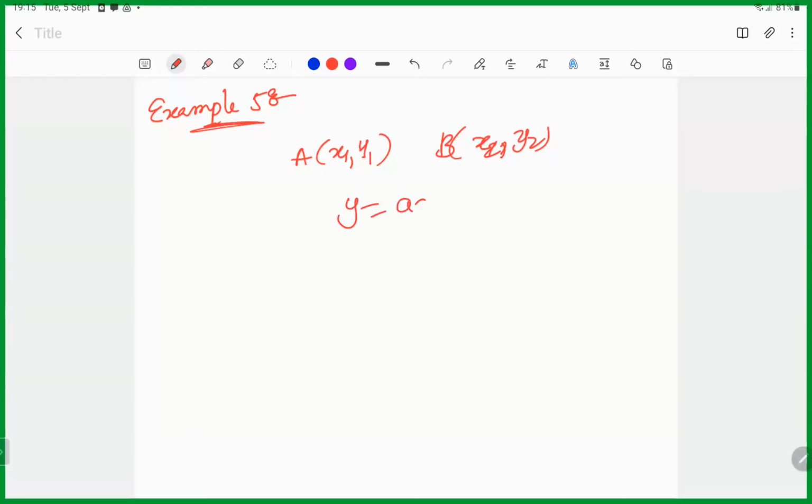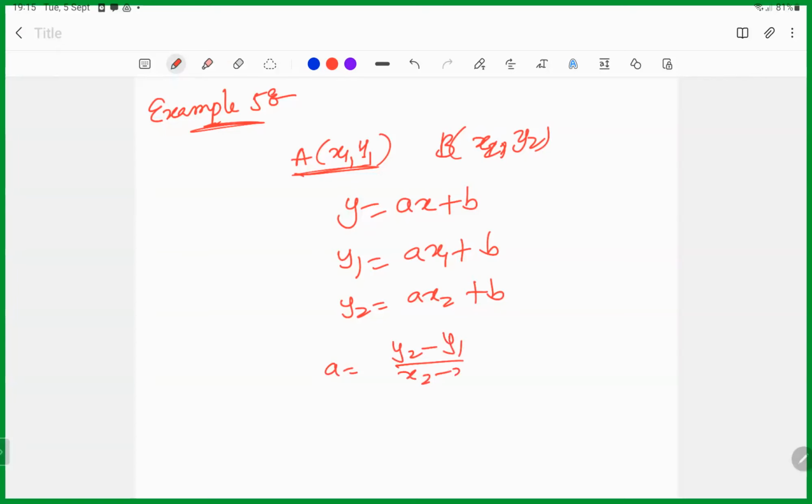So we consider the line as y equal to ax plus b. If I substitute x1, y1, then it will be y1 equal to a x1 plus b. If I substitute the second point, y2 equal to a x2 plus b. So we have two equations, two unknowns, so we can solve for a and b. What's the A value? A equal to y2 minus y1 by x2 minus x1. That's what we call slope. A is called slope, B is called intercept.